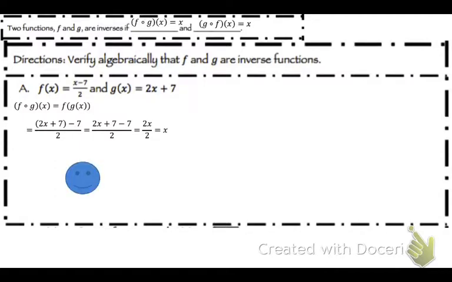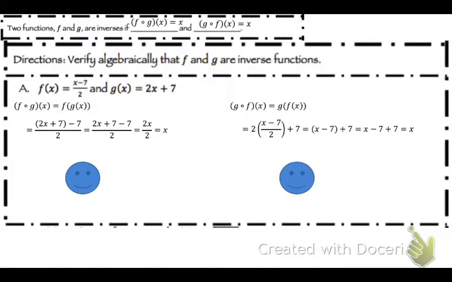Now we just have to check the other way, so we do g of f of x. You can just rewrite it that way, then plug f of x into the g function. So that's 2 times (x minus 7) divided by 2, plus 7. Those 2's cancel, and you get x minus 7 plus 7. Then those 7's cancel, and we're left with just x, which is what we wanted. You have to get both of those to equal x, which they do, so those are both good.